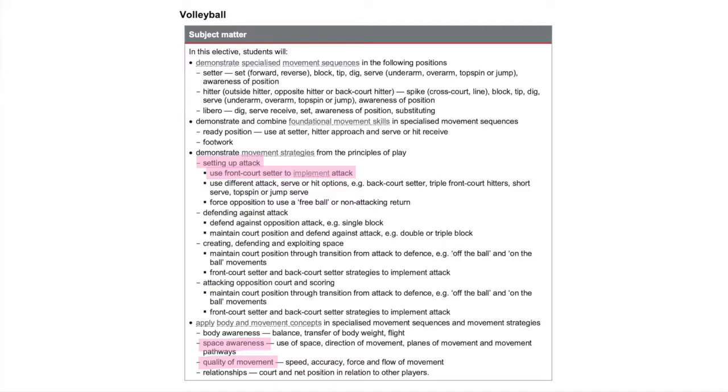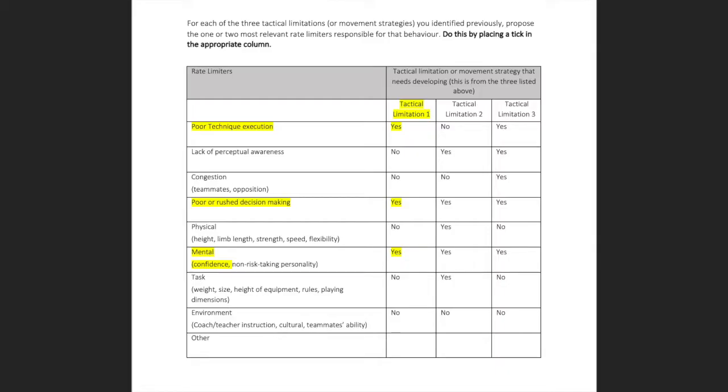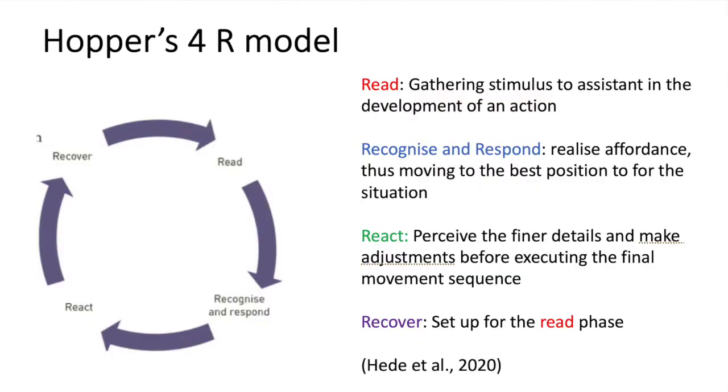I identified a psychological rate limiter of confidence and poor technique that inhibited my performance and acted as a learner constraint. Another rate limiter to my performance was rushed or poor decision making. In 2003, Dr. Tim Hopper produced the 4R model to understand the principles of decision making. The 4 stages being read, recognize and respond, react and recover. My weakest component is the read phase.